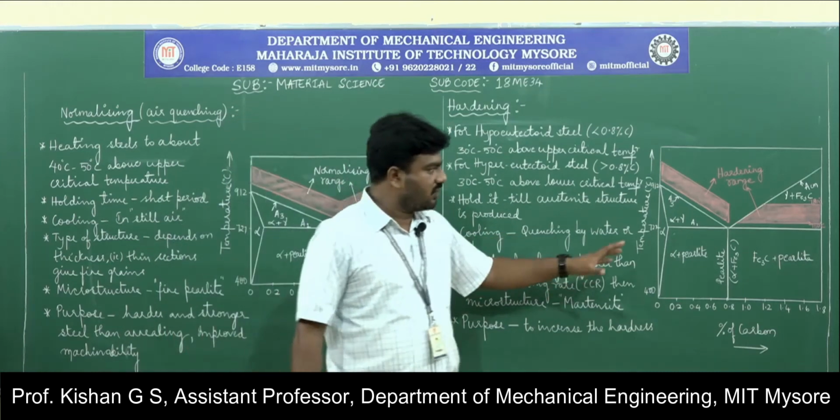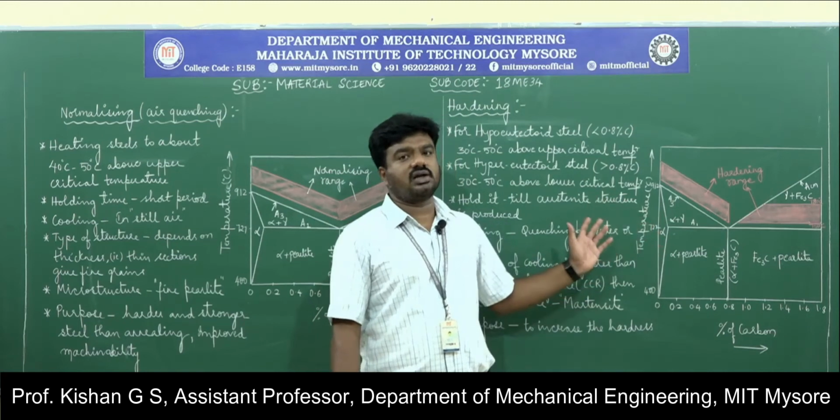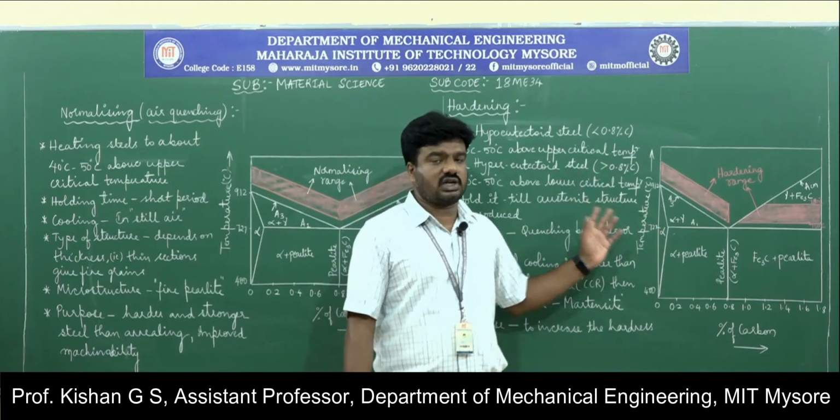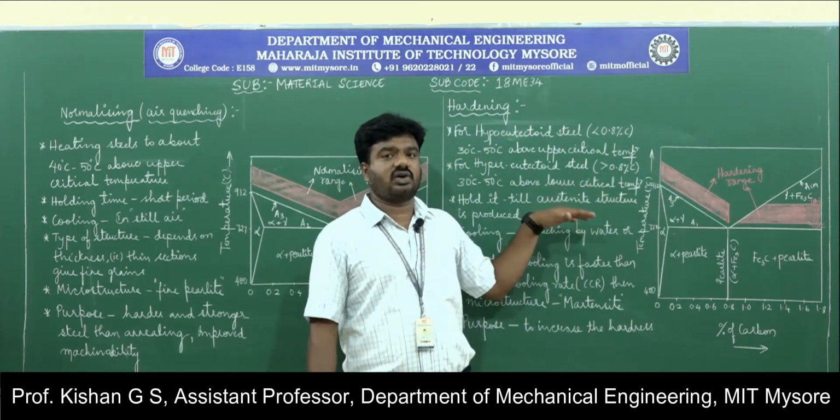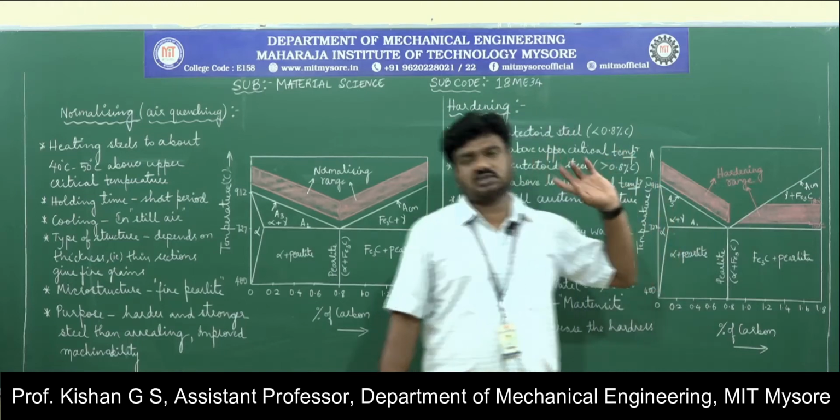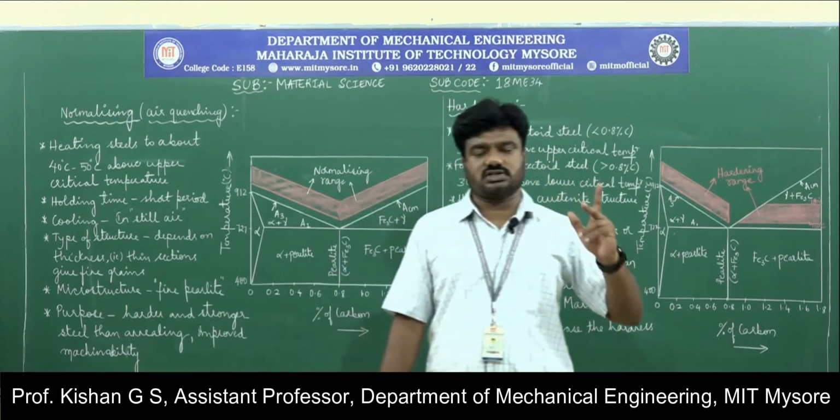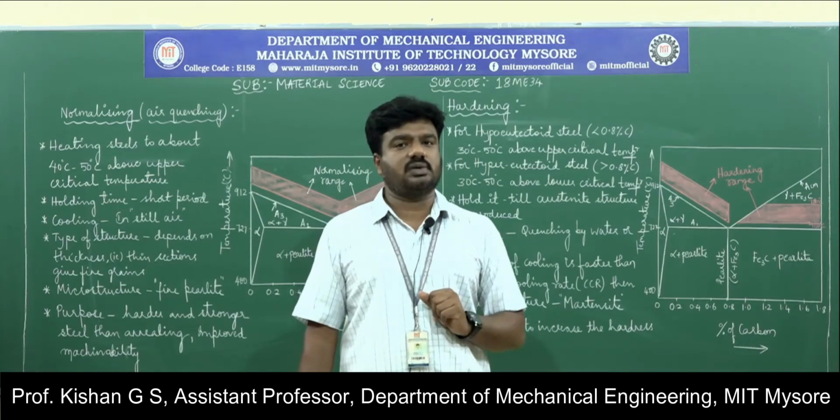So you can observe both the representations here. We have to be very clear when it comes to hardening. It is hypoeutectoid steel which is heated above the upper critical temperature. If it is hypereutectoid steel, it is above the lower critical temperature. The range remains the same, 30 to 50 degrees Celsius. But for hypo and hyper, it is different with respect to critical temperature.